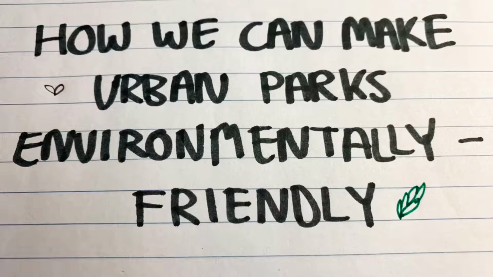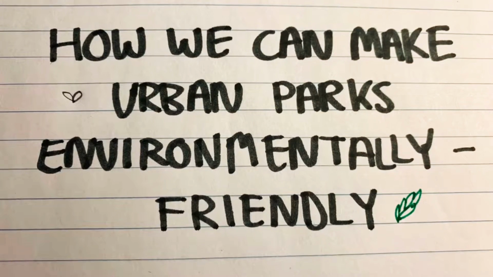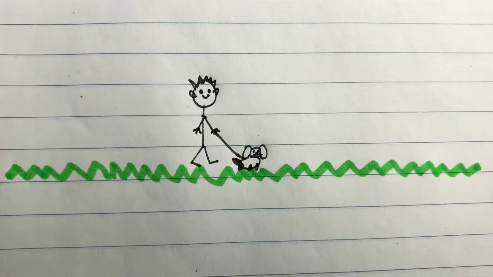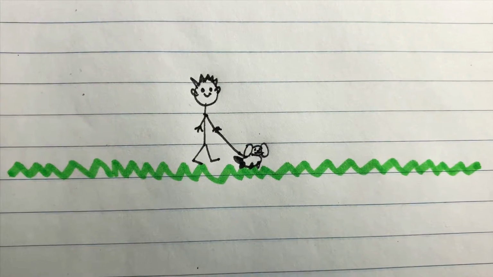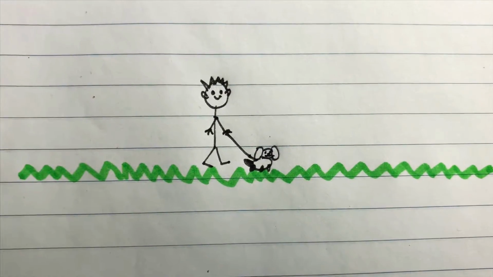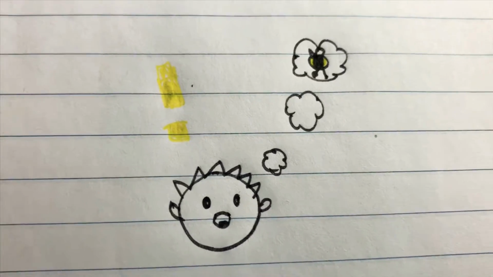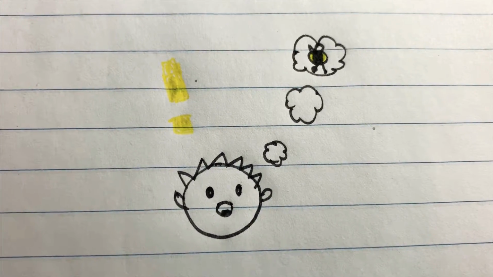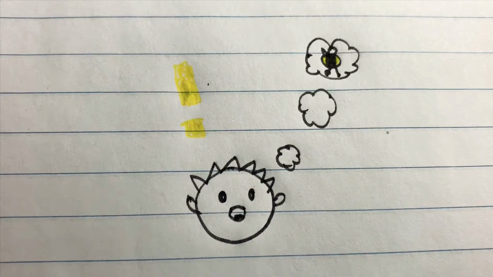How we can make urban parks environmentally friendly. Urban parks are a big part of Australian suburb life. We take our dogs for walks there and kids can go play there. However, how often do you think about how much our urban park can support wildlife?